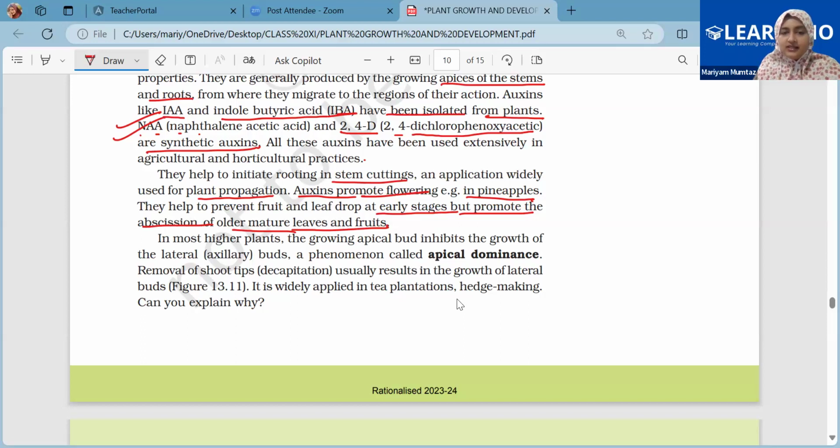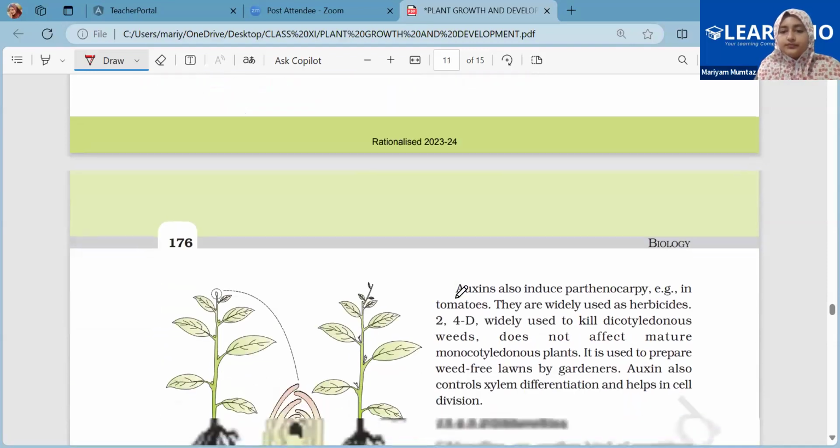Now in most higher plants, the growing apical bud inhibits the growth of the lateral buds, a phenomenon known as apical dominance. If we cut off the shoot tips, this usually results in the growth of lateral buds. It is widely used in tea plantations and hedge making. Apical dominance is when the apical bud does not let the lateral buds grow. Because of this, the shoot tips are cut so that the lateral buds will grow, because if the apical bud is not there, then the auxin will not be there to inhibit them constantly. So the lateral buds will grow.